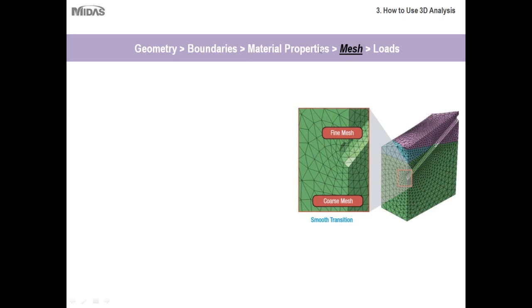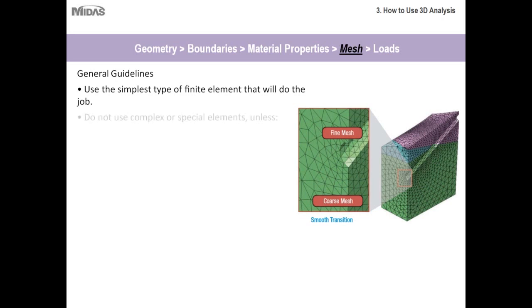Okay, so now let's talk about meshing. Just some general guidelines about meshing. First and foremost, it's important to use the simplest type of finite element that will do the job. For example, if you have a really small, straightforward project, just use a really simple mesh set. There's no reason to make it more complex than it has to be.